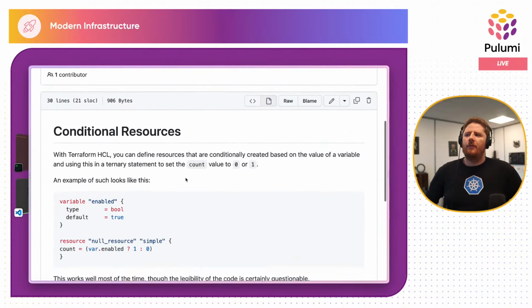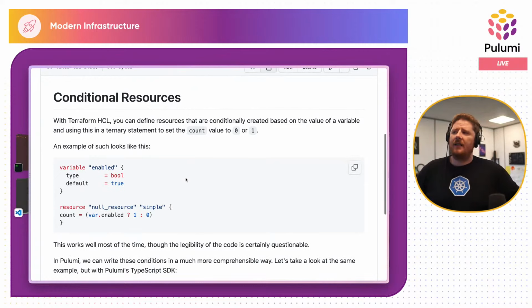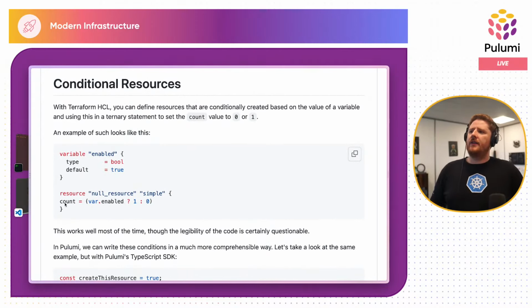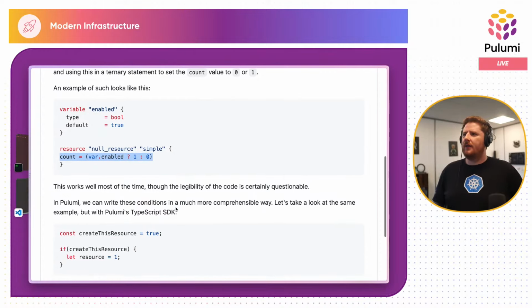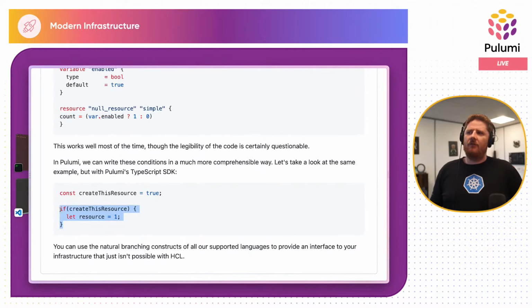Something that people will be very accustomed to from the HCL landscape is that if they want conditional resources, the trick here is to set the count to a ternary value of 1 or 0. And in Pulumi, well, we can just use our programming language constructs. So if we were doing this in TypeScript, we would have an if statement that checked some condition, and then if we wish to, we would create the resource inside.